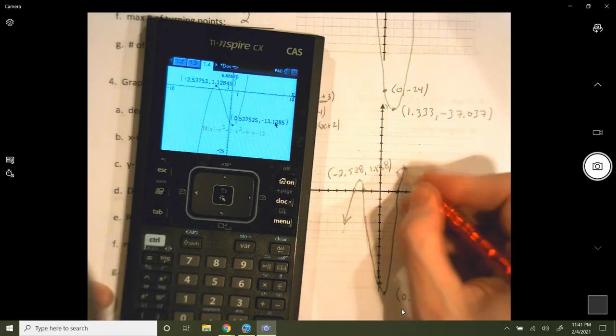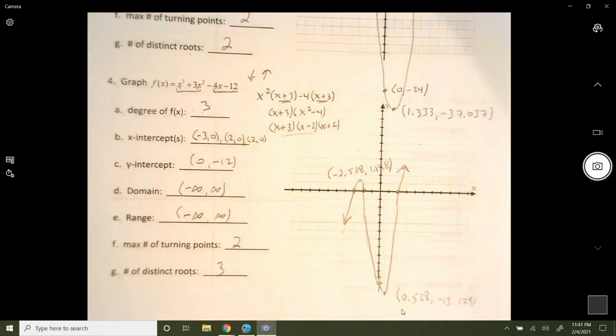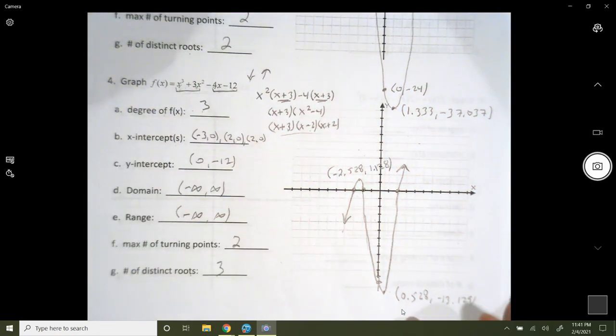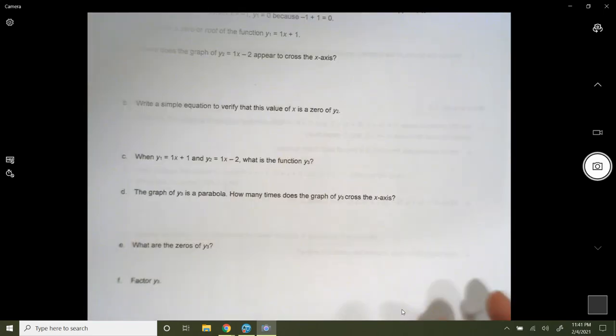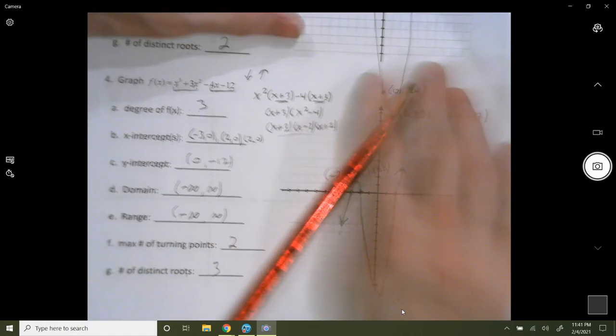Don't forget your arrows. And looks great. All right. Thank you all for watching. You're going to do the next, I believe, 3 pages for homework. Try those out. I will post answers and see you all soon.